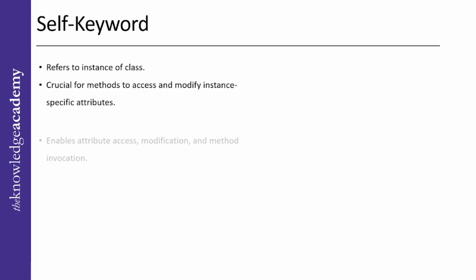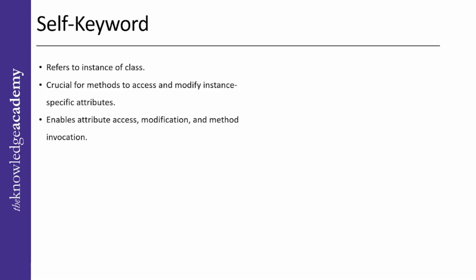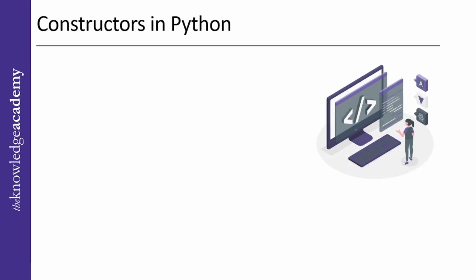It's a way for the method to know which object's attributes and behaviors it's supposed to work with. So whenever you see self inside a method, it's like the method is saying, "Okay, I'm talking about this specific object now." It allows the method to access the object's attributes, modify them if needed, or even call other methods of the same object. Now, let's connect the dots between self and constructors in Python.